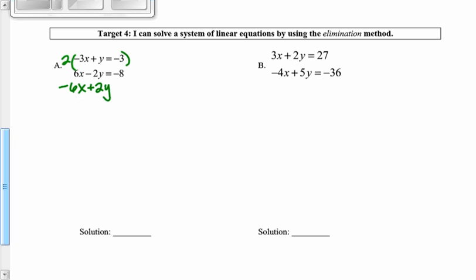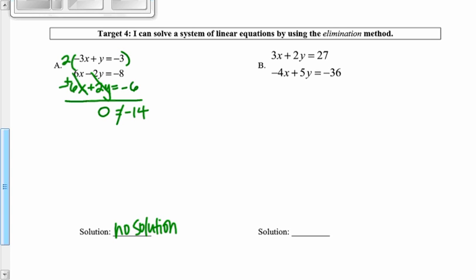So multiplying that whole equation by 2 and adding these two together, the x's cancel out, but now I'm also noticing that the y's cancel out. So I get 0 equals negative 14, which is a false statement. That means these lines are parallel. There's no solution. Remember, if that was a true statement, that would be infinite solutions.